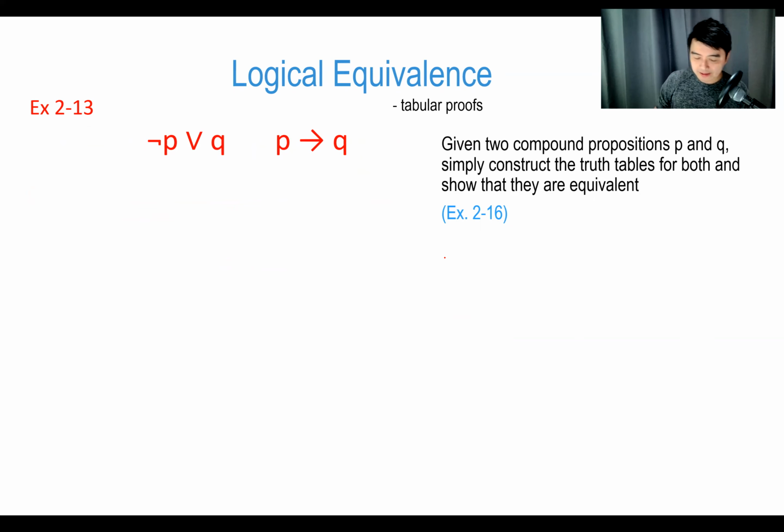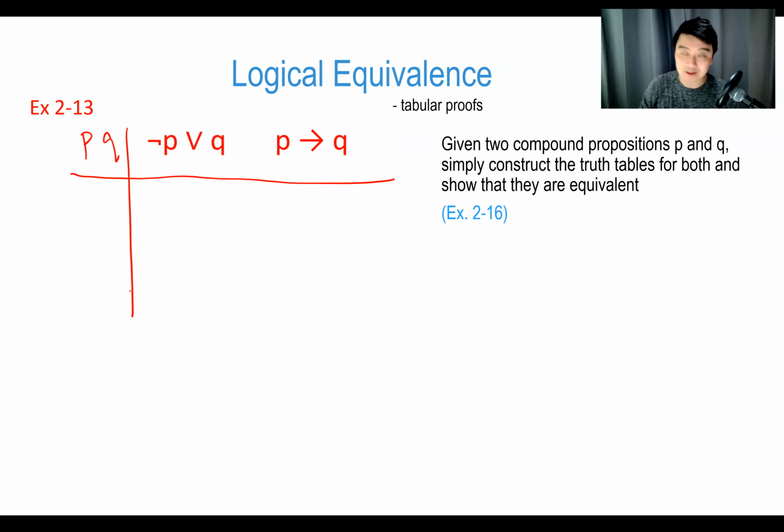Well, one way is that we can draw a tabular proof. We can draw a table for both expressions. So here, let's pretend that my intent is to show that these two compound statements are logically equivalent. Now, notice I said logically equivalent and not equal. I can't claim that these two are equal because they're clearly different statements. One is saying not P or Q, and the other is saying P implies Q. They're different statements, but what we want to find out is the logic that they both represent. Are they the same logic?